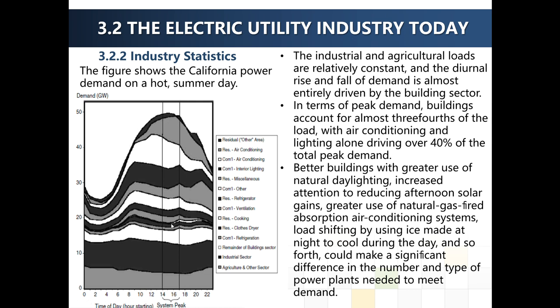So, better buildings with greater use of natural daylighting and increased attention to reducing afternoon solar gains, greater use of natural gas-fired absorption air conditioning systems, and load shifting by using ice made at night to cool during the day could make a significant difference in terms of the power plants that are needed to meet the demand. So through these activities, we can effectively control or reduce the peak demand, and therefore reduce the number of power plants to be built.